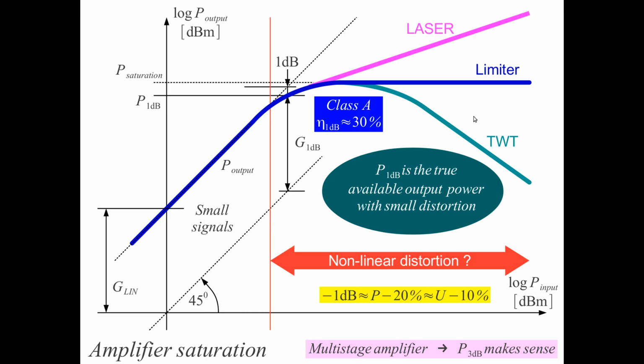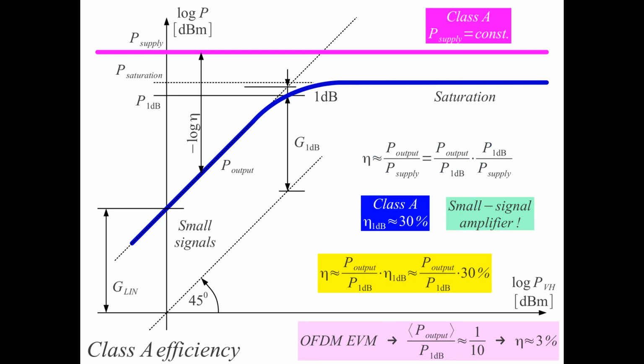What happens with a typical Class A amplifier? A typical Class A amplifier, which is also used for small signal amplifiers, always has a fixed bias point of the active device, of the transistor or vacuum tube, and therefore the supply power is usually constant. Of course, the supply power is the largest power here in the graph. This is again the real power, but this is the power actually used by our amplifier, not supplied by our amplifier. And in Class A, this power is constant.